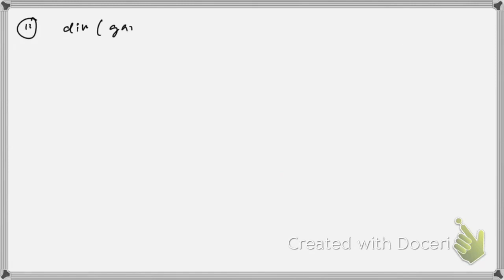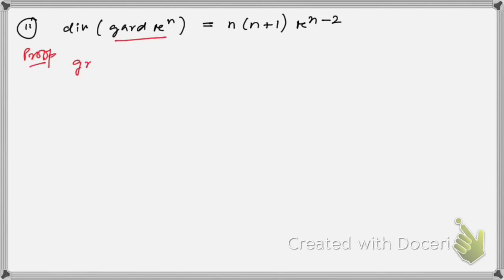There is another part of this question, that is the divergence of grad of r to the power n. That is equal to this one, which we need to prove here. So let us prove this. For grad r to the power n, we will consider that we know this: n r to the power n minus 2 vector r.